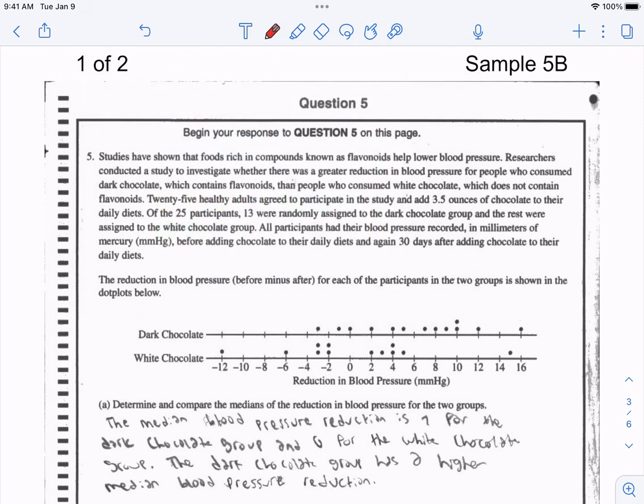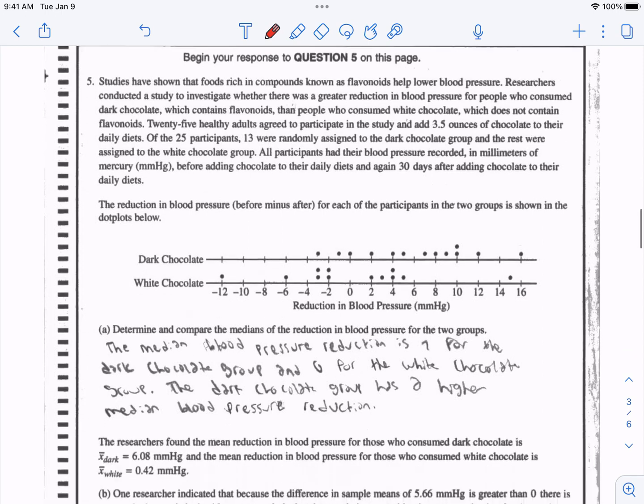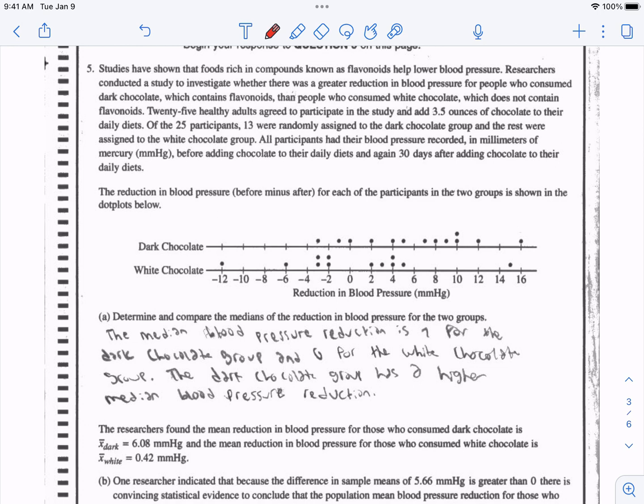Okay, so if you scored it, let's see if you found the piece that was missing. For scoring part A, the first part, we're looking for the 7 and 0. And it looks like they've got the 7 and they've got the 0. So the first part is correct. The two medians were calculated correctly.